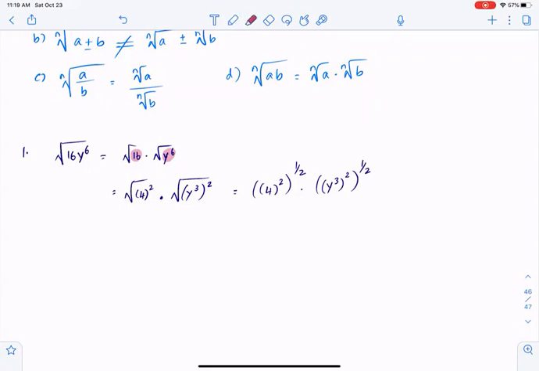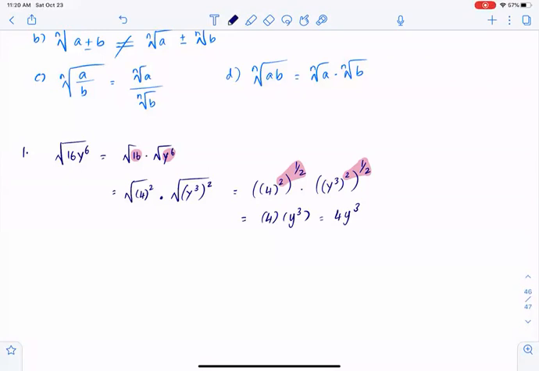When we multiply the 2 and 1/2, we will get 1. 4 raised 1 is 4. When we multiply the 2 and 1/2 there, we will get 1, so y cubed. So the answer is y cubed. Now this is the informal way.